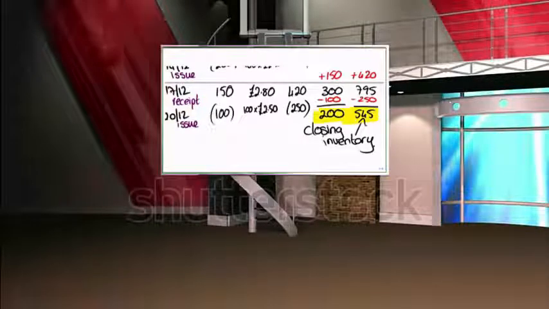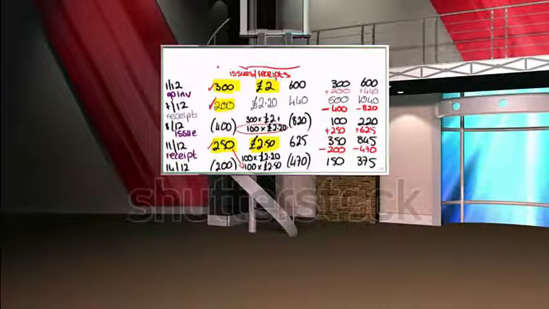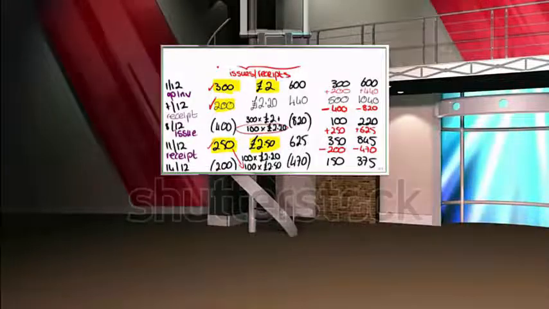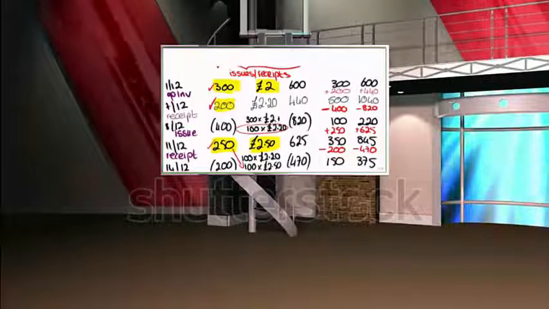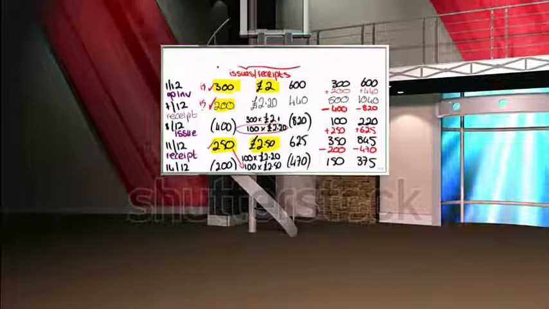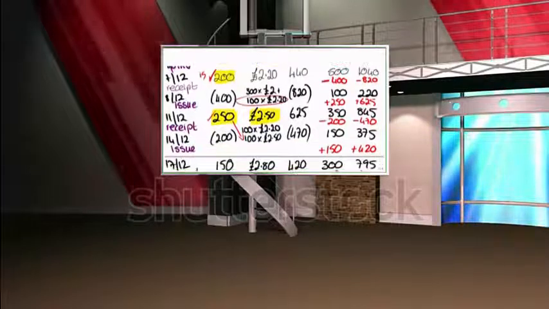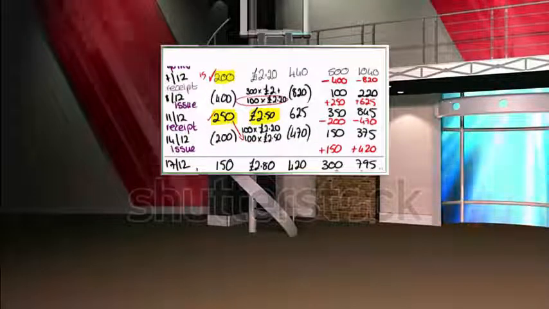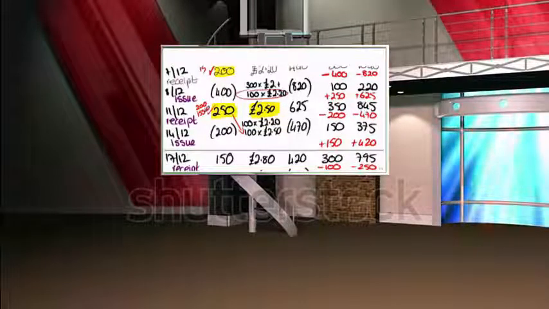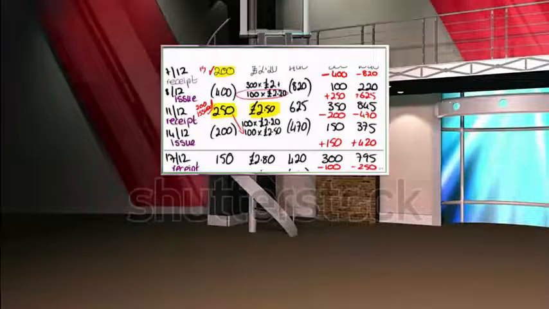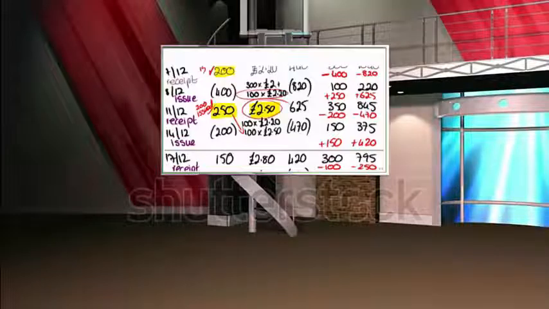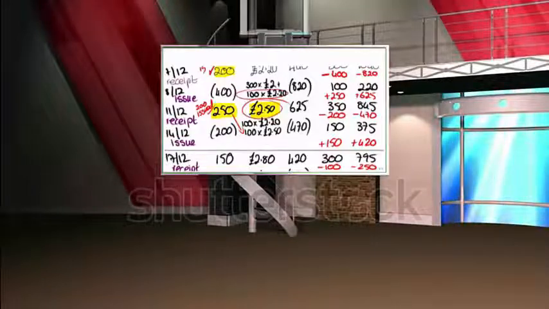Now, just so we're clear on which batches of our receipts these 200 units came from, let's have a look back at what we've done. So we had our opening inventory, which has been issued to production. We bought 200 more units on the 7th of December. That has all been issued in full. On the 11th of December, we purchased a further 250 units, of which 200 were issued to production later in the month, which means in our closing inventory, we have 50 units valued at 250.